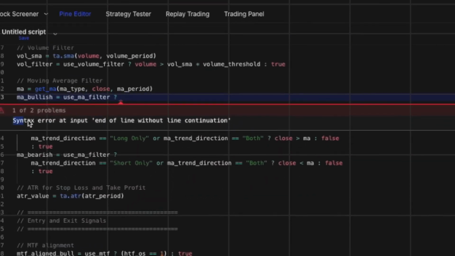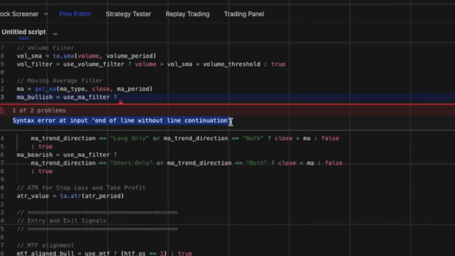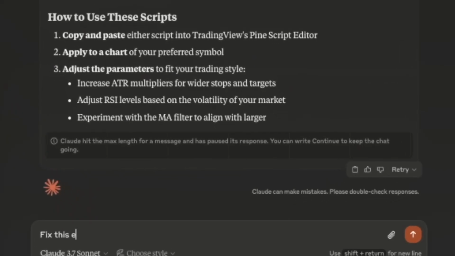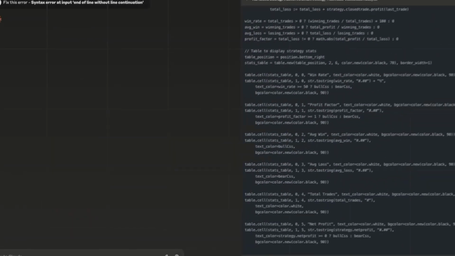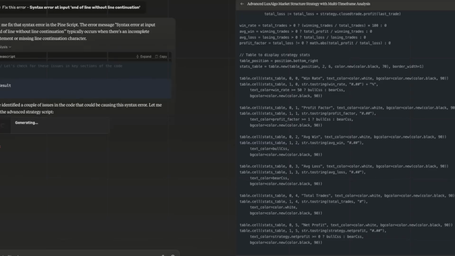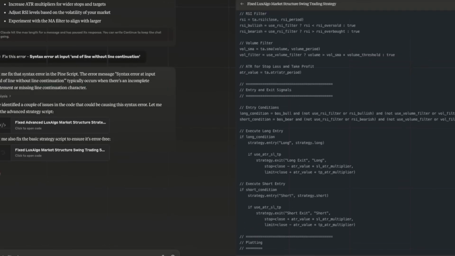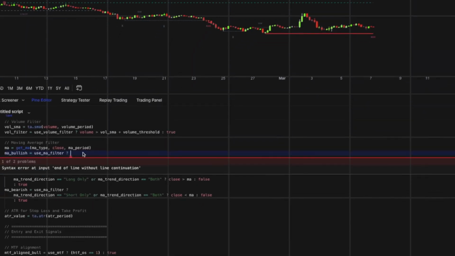Looks like we've got a small error there. No problem, that's part of the process. I'll just ask Claude to fix this issue. It immediately fixes the problem and gives me an updated script. If the issue persists, keep addressing it until no errors pop up. Now the strategy is running beautifully.